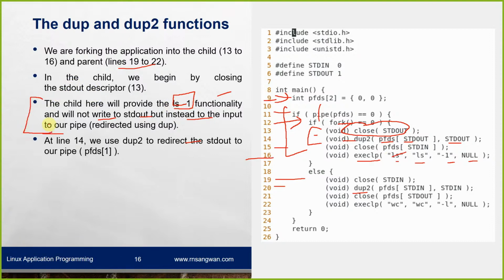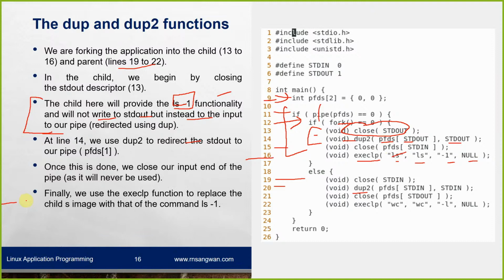At line 14, we are using the dup2 function to redirect the standard output to our pipe, that is pfd[1]. Once this is done, we close our input end of the pipe as it will never be used again. Finally, we use our execlp function, that is what is executing here, to replace the child image with that of the command ls -l.